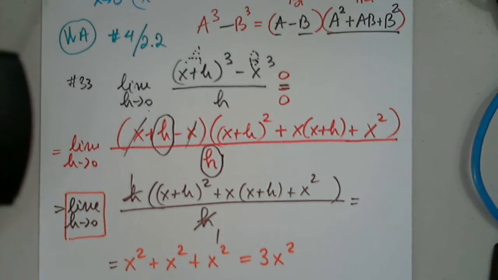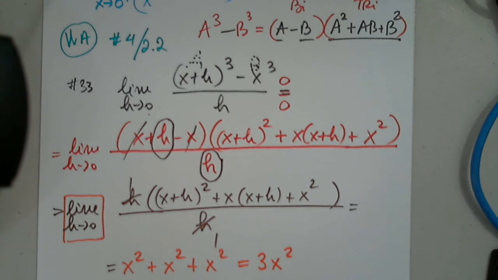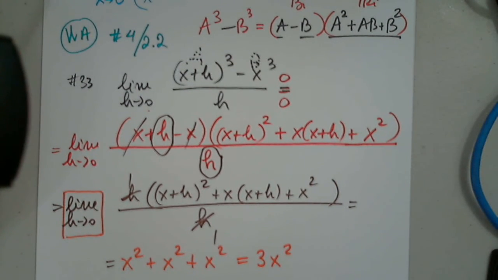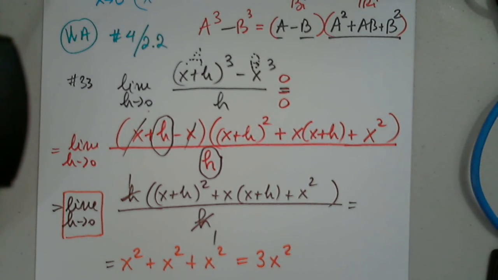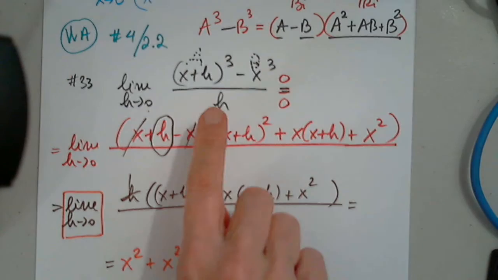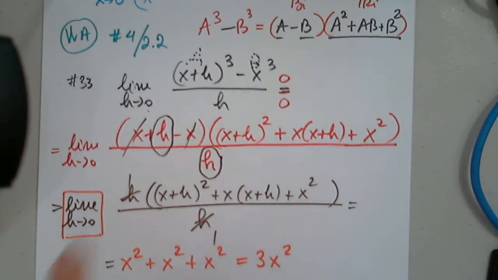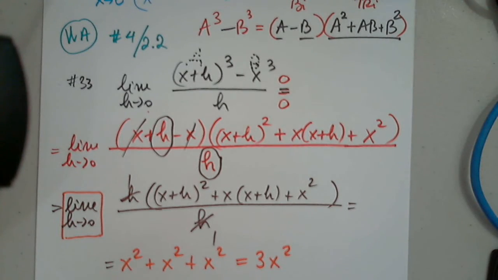So does that mean that the answer to that limit would be 3x squared? That's it. It's the limit. It's a difference quotient for x cubed. That's exactly what this means. It's a difference quotient for x cubed: x plus h cubed minus x cubed over h.